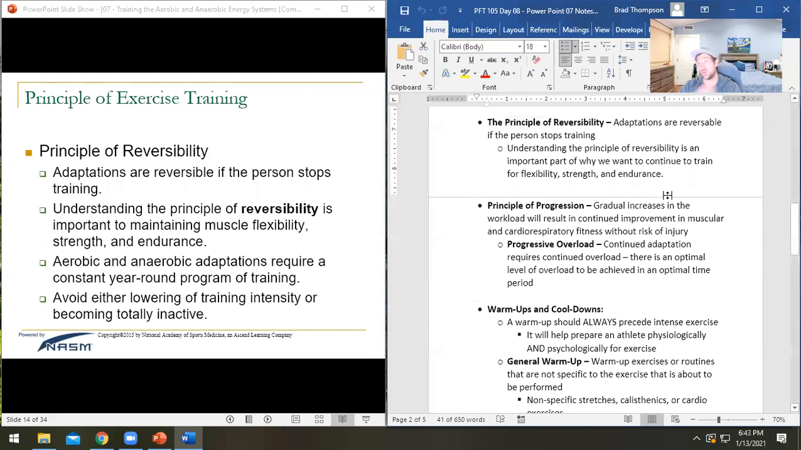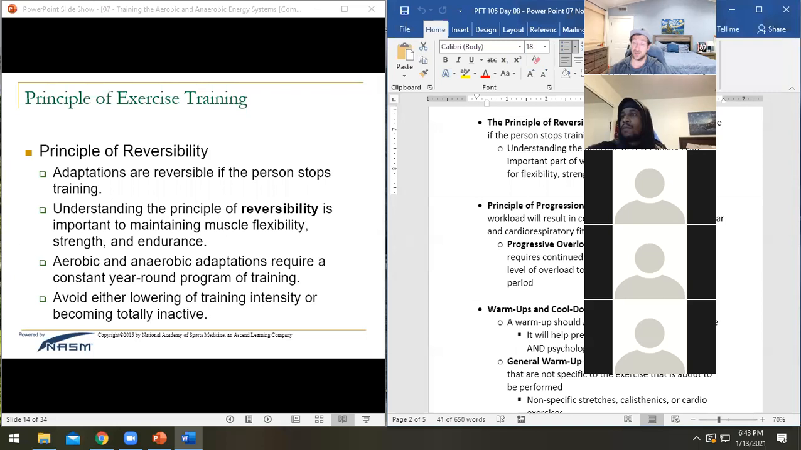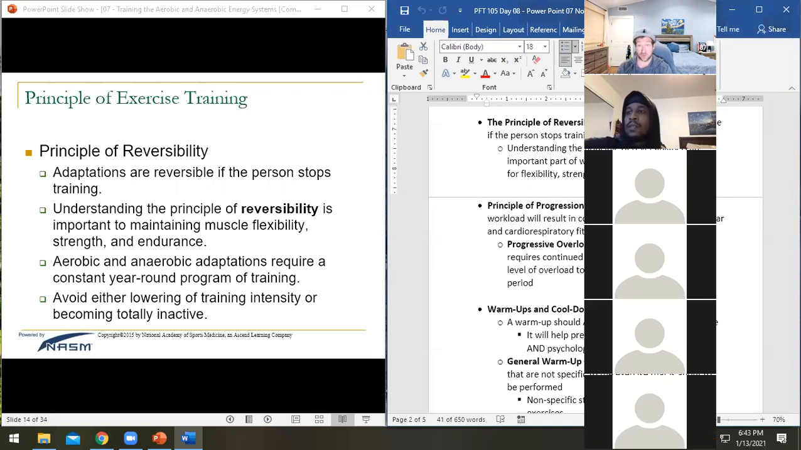Now, next one, we've got the principle of reversibility. When you are writing a program, it's always very important to understand that adaptations are reversible when you stop training. Jesse, we were just talking about, you were dealing with the lung stuff was killing you the other night, right? You haven't really had a chance to do cardio, not to mention you got smacked with COVID, which is particularly a lung disease. But it was rough, right?